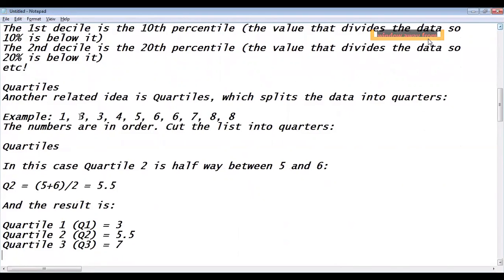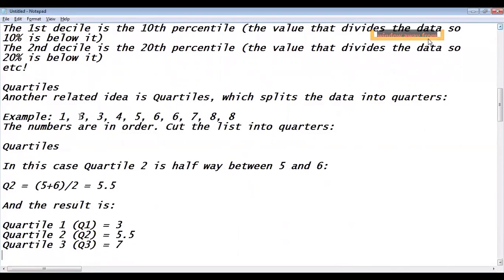Now how do you split them into quarters? So out of 10, what is the first quarter? That is 2.5, correct? So 2.5 is the first quarter. The second quarter is in between 5 and 6 there. The third quarter is 7.5. So you can see there quartiles. In this case, the quartile 2, that is the second quarter, is in between 5 and 6.